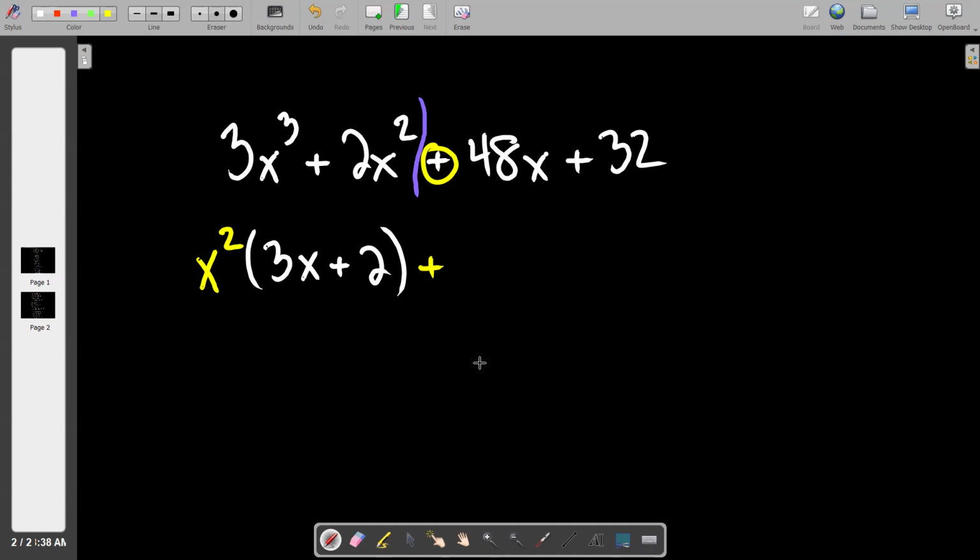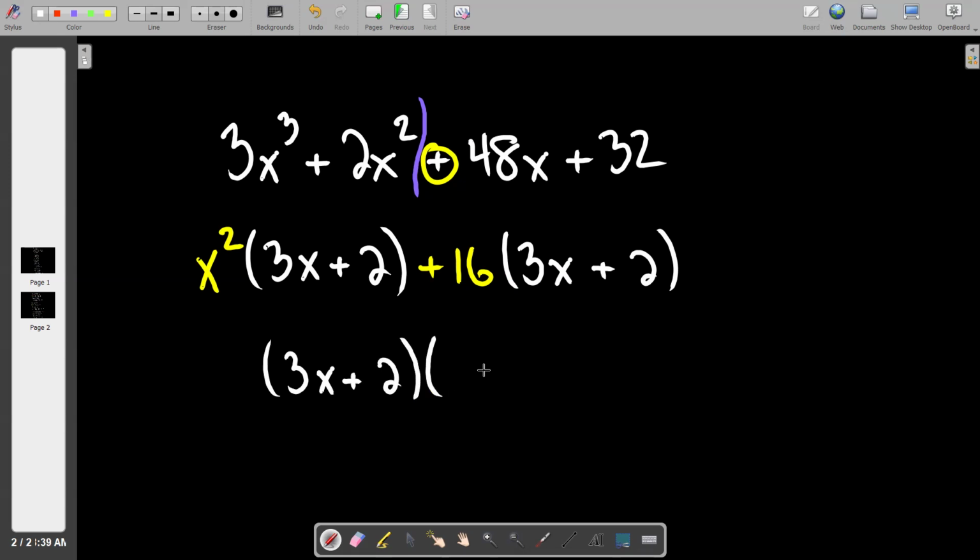Nope. They can both be divided by 16. So we're gonna pull out a 16, and that leaves behind 3x and 2. So what are our factors? 3x plus 2 and x squared plus 16. Do we go further or do we stop? You can't go further, because that's a plus sign, right? Okay, so done.